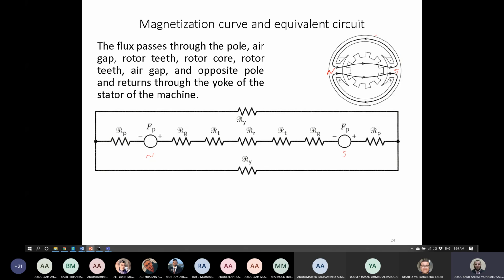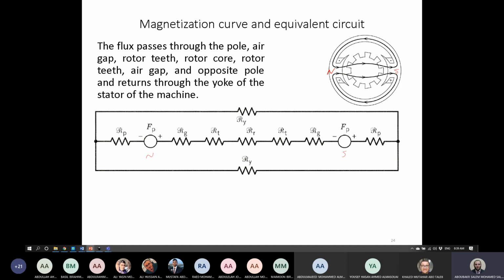One half will move in the yoke, in the upper yoke, and the other half of the flux will move in the lower yoke. So we have reluctance for upper and lower yoke like that. As you can see guys, the circuit is complex. If you need to make an accurate model, you should include all of these reluctances in your calculations.